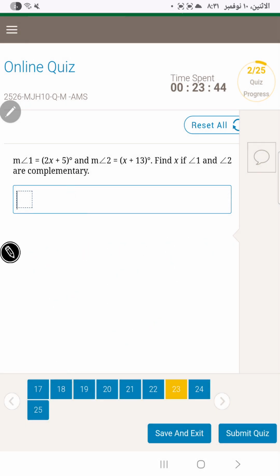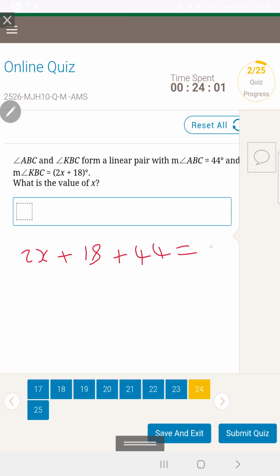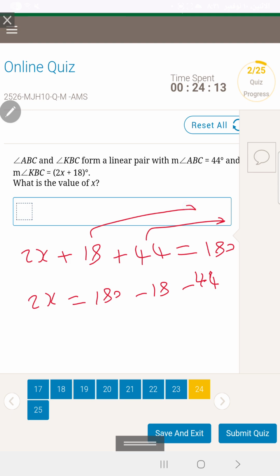Okay, now next question, number 24. ABC and KBC form a linear pair. ABC is given to us and KBC is given to us. Linear pair means 180, so 2x plus 18 plus 44 is equal to 180. 2x is equal to 180 minus 18 minus 44 after taking these numbers to the right hand side and changing the sign. Now divide by 2 both sides, you get the value of x.